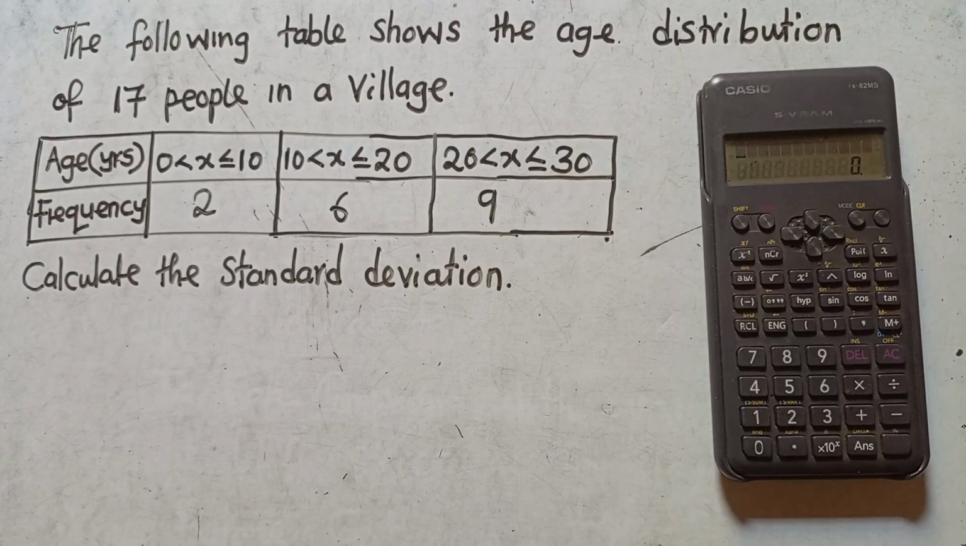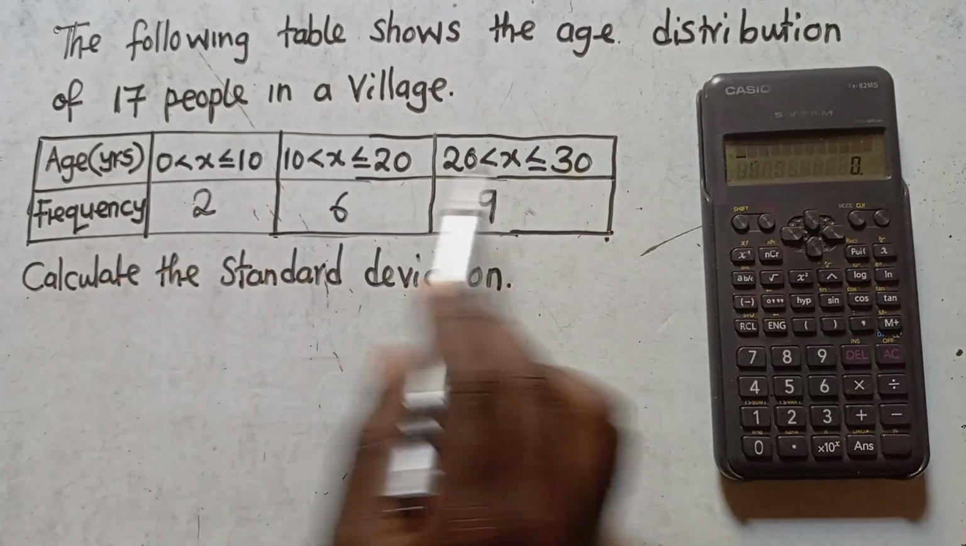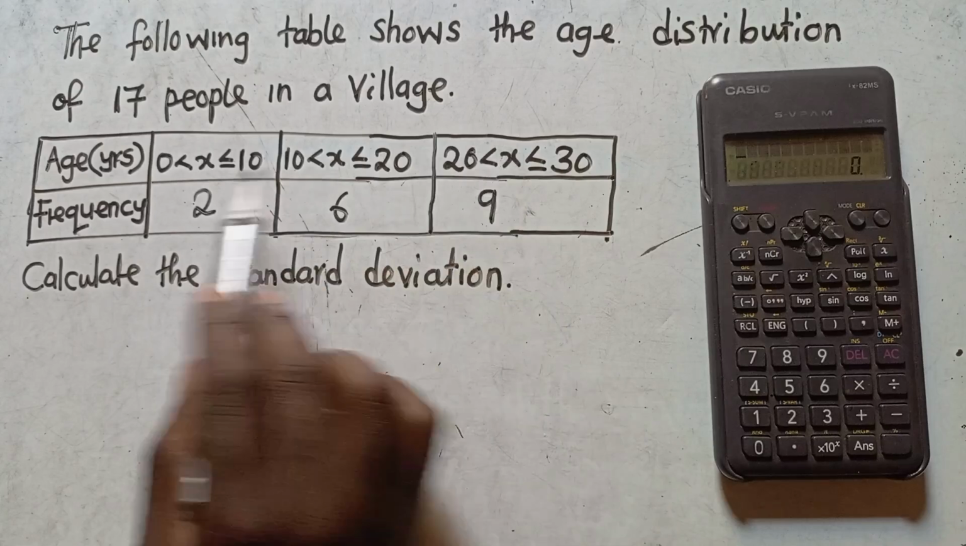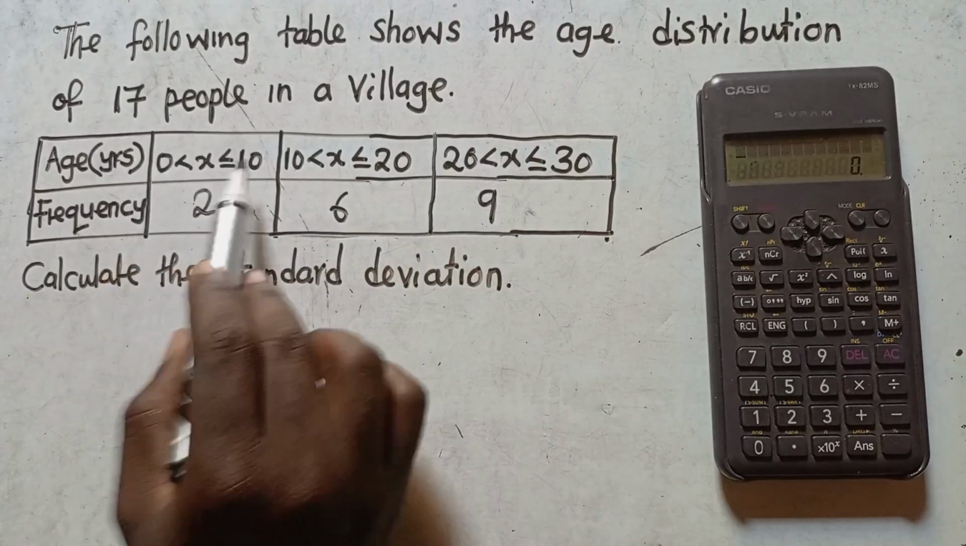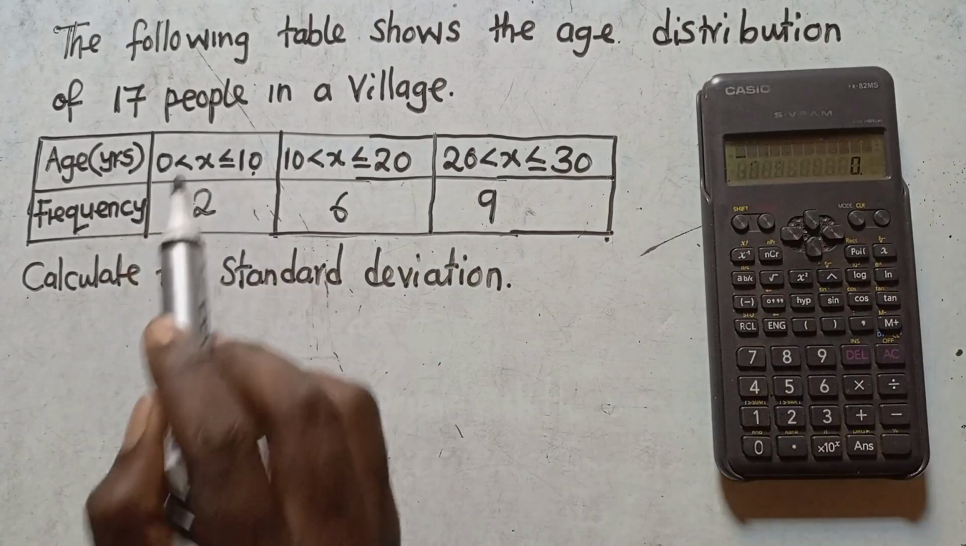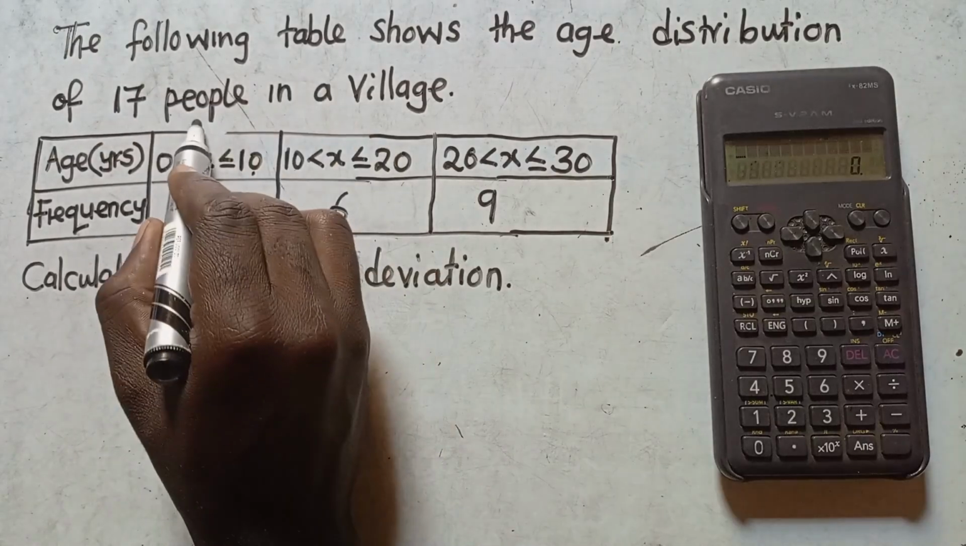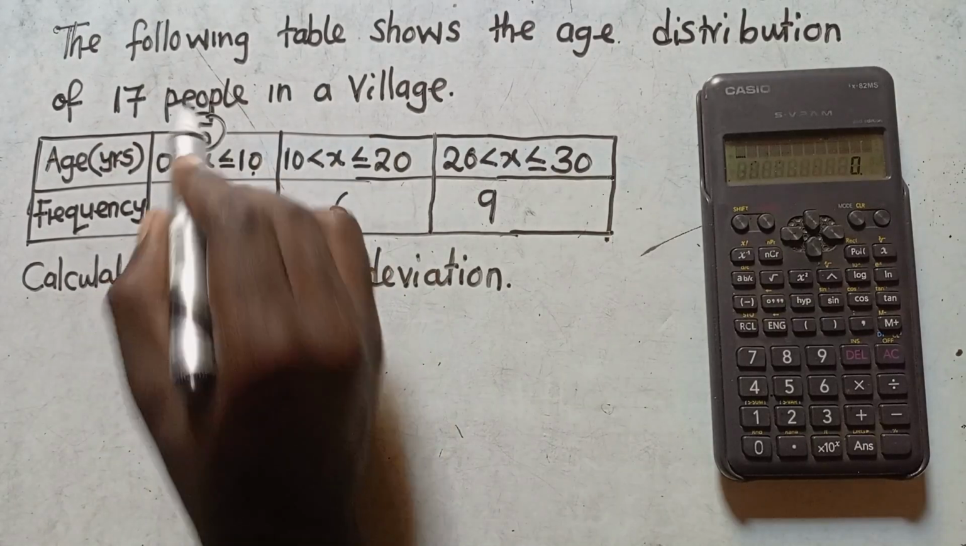How then can we calculate the standard deviation? For us to calculate the standard deviation, there is something we need to understand. We need to find the midpoints of these numbers. We find the midpoint between 0 and 10. We add 0 plus 10, that is 10. 10 divided by 2, we are finding the average. 10 divided by 2, that is 5.